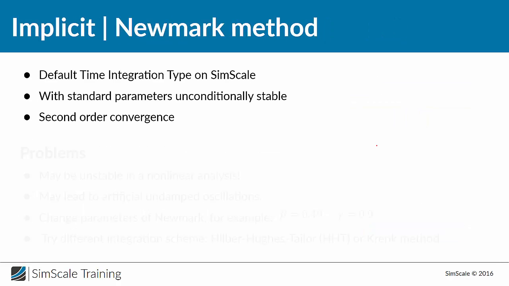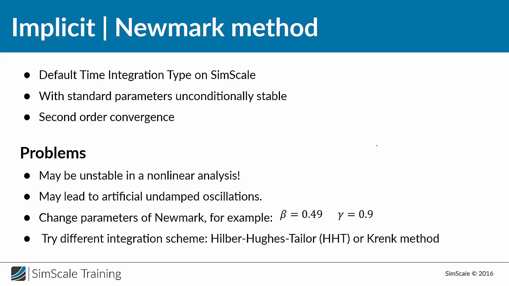The Newmark method is the default method on SimScale, and with the standard parameters it should be unconditionally stable. And the convergence is, by the way, second order, which is quite good. But wherever we have nonlinear analysis, it can become unstable with an implicit time integration scheme, and especially lead to artificial and undamped oscillations which would not exist in reality. And there, as I mentioned, you should try Hilber-Hughes-Taylor or the Crank-Nicolson method.